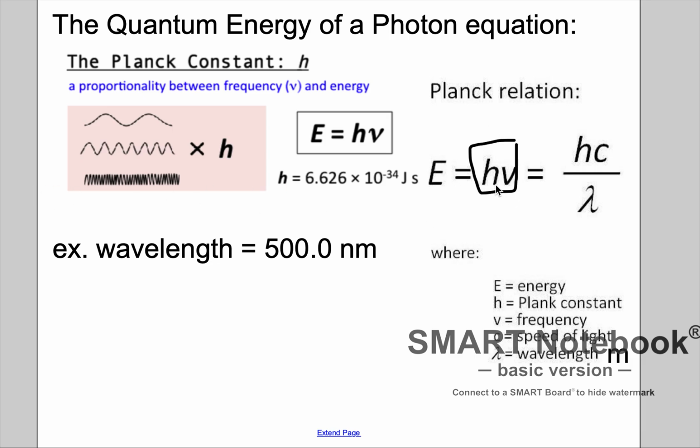So E equals h times v, which is the frequency, or you can use this equation, because in the problem down here, I give you lambda: E equals h times c divided by lambda. So it depends on what you're given. If you're given frequency, great. Plug it in, multiply it times h, which is a constant. This is the number for that, and you have your answer.